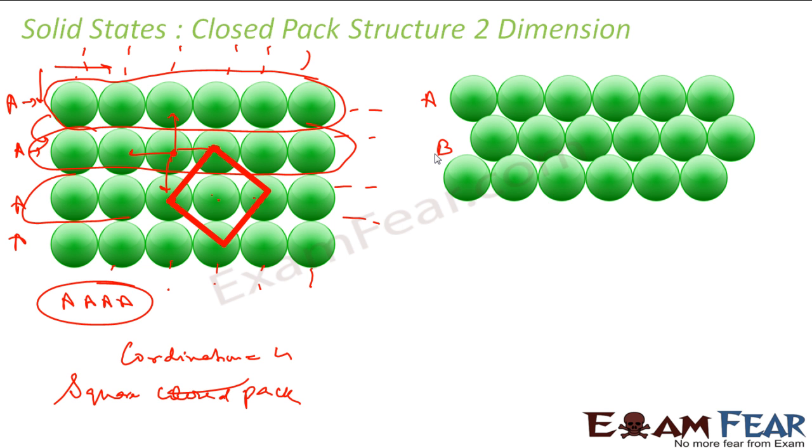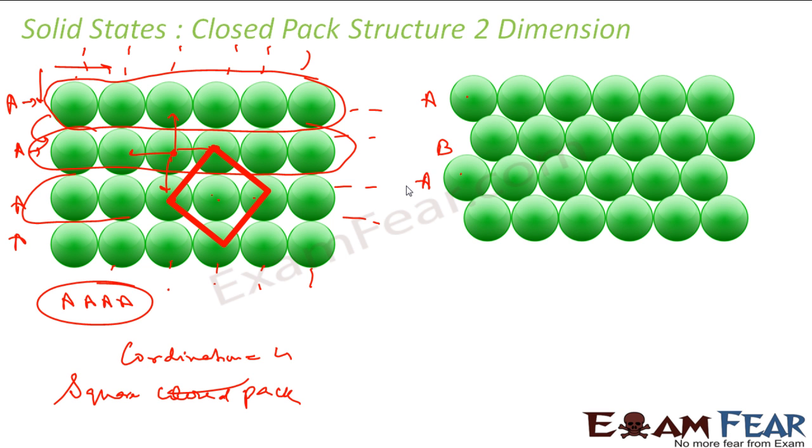And the next will be this arrangement. If you see, this arrangement is exactly the same, so this will again be arrangement A. Again this arrangement. If you see, this and this are exactly the same. So B. So this is nothing but AB arrangement. Here the second row is placed above in a staggered manner, in such a way that the spheres fit in the depression of the first row.